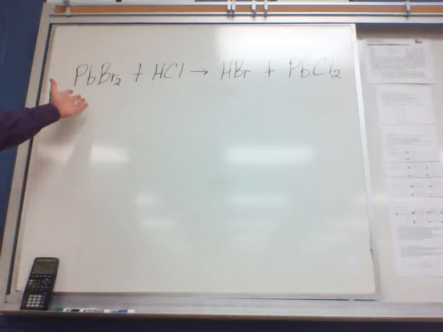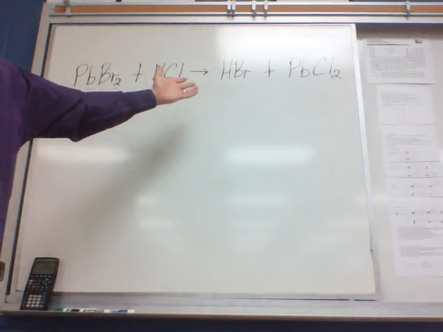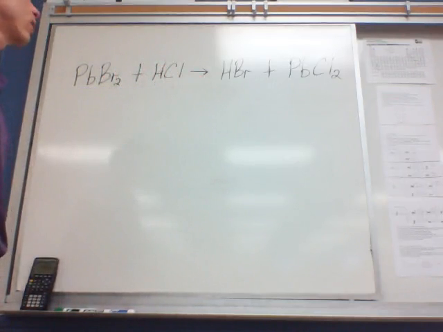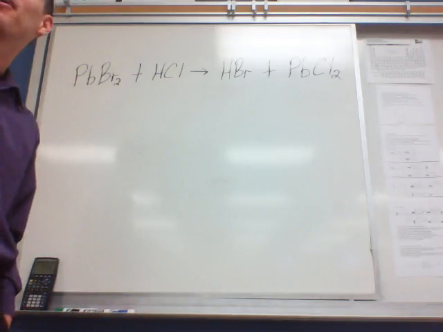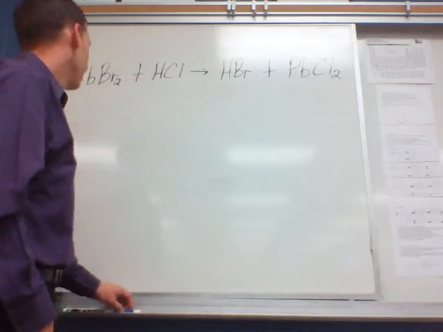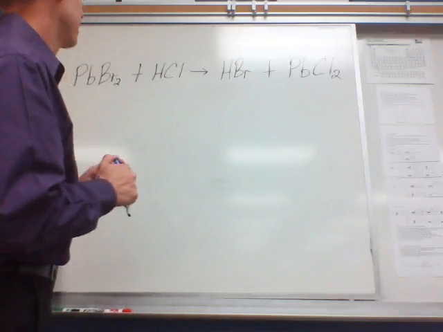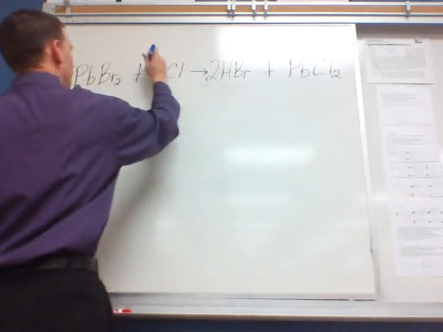This says lead 2 bromide reacts with hydrochloric acid to produce hydrobromic acid and lead 2 chloride. What's the first step in solving a stoichiometry problem? Balance it. Very good. Don't forget to balance it. Make your lists, do your thing. I can see that to balance this, I need a 2 here and a 2 here.